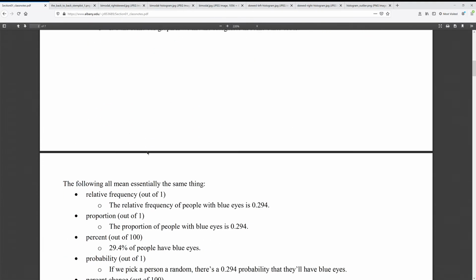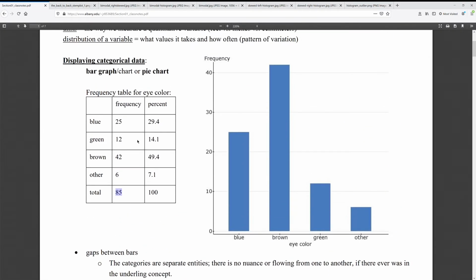I just want to scan it. Okay, there we go. So I'm going to talk about that a bit later. So 25 divided by 85 times 100, 29.4%. It's all in the name, right? Percent, out of 100. Likewise, 12 divided by 85 times 100 is 14.1, and so forth and so on. Now, just for giggles, let's add those up. 29.4 plus 14.1 plus 49.4 plus 7.1 is exactly 100%.